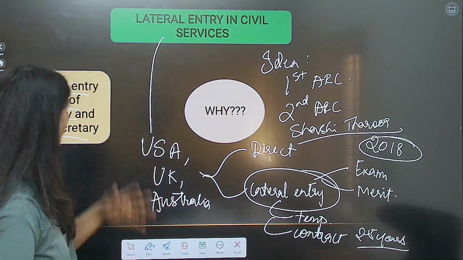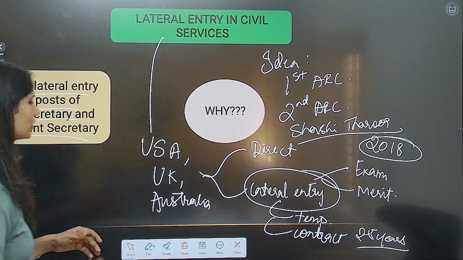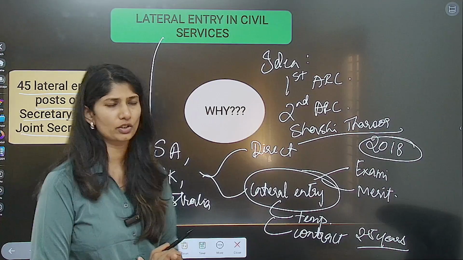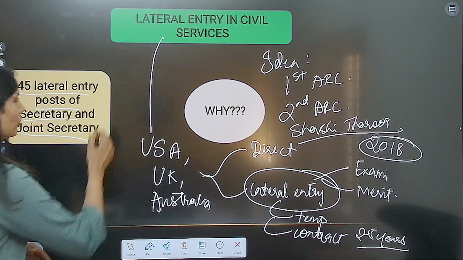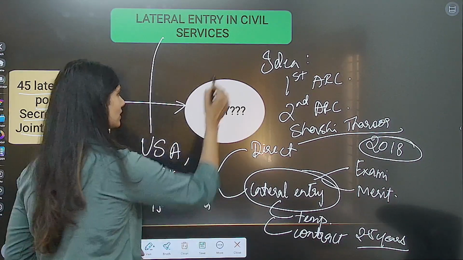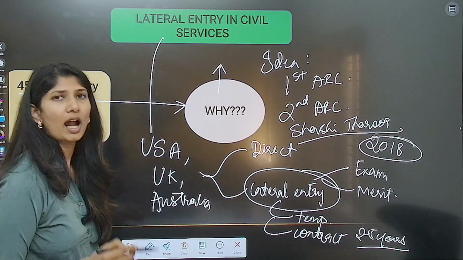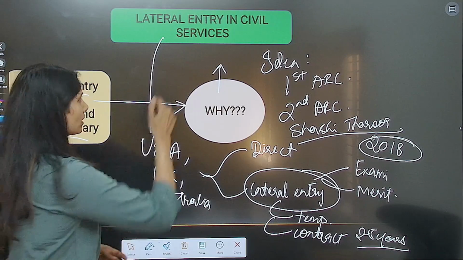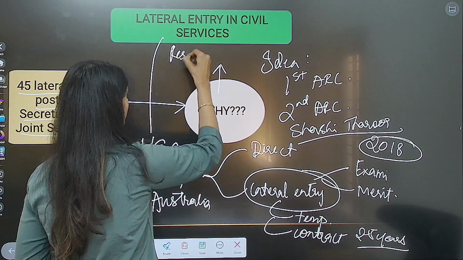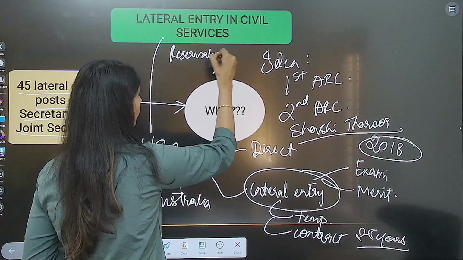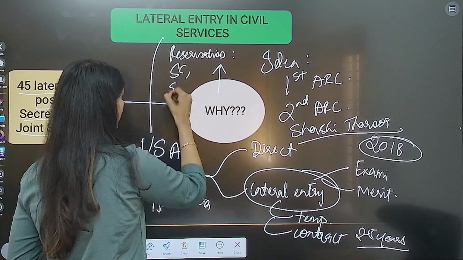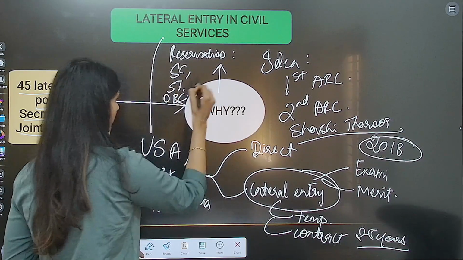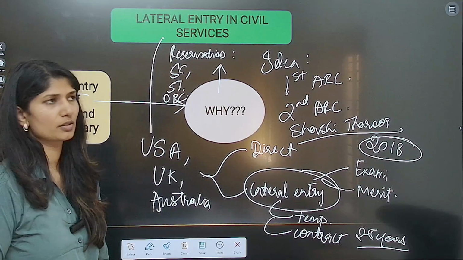Now, we'll come back to the 45 lateral entry posts they gave for the posts of secretary and joint secretary. And why did they pull out? They pulled out the notification because it drew criticism that at no point in the notification was there any provision for reservation for SC, ST and OBC. This was the criticism it drew.